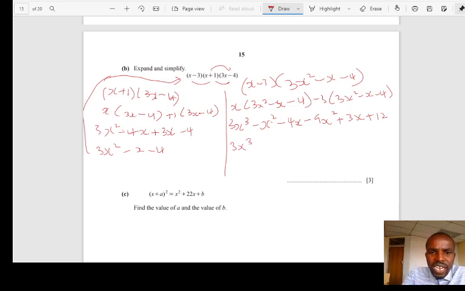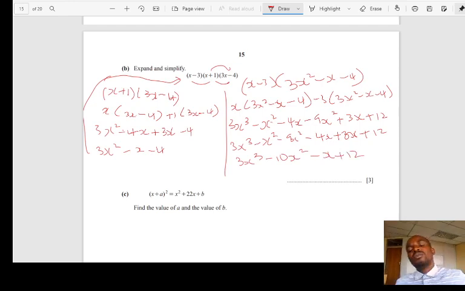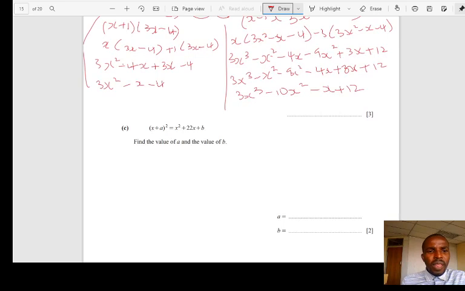Let me just collect like terms first. Minus x squared minus 9x squared minus 4x plus 3x plus 12. Then it will be 3x cubed minus 10x squared minus x plus 12. Like that. So that will be your final answer.